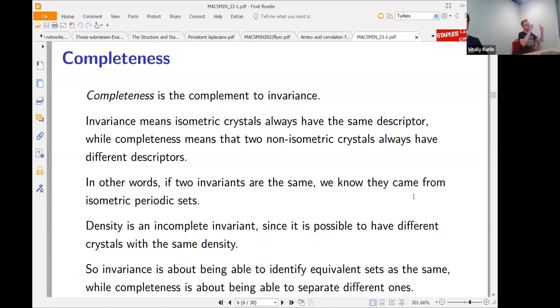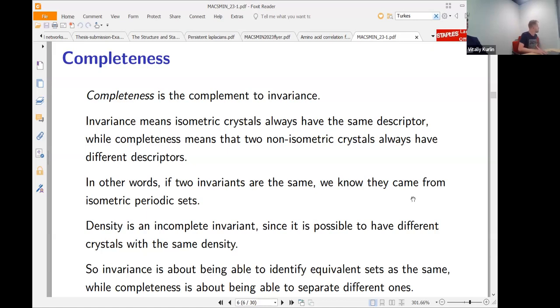Completeness says that if you have two different things, they definitely have different descriptors. This isn't the case for something like density. You can just manufacture two crystals with completely different structures, but they just so happen to have the same density and you can't tell them apart. Completeness is actually quite hard to fully get, but we have some theoretical results sort of pushing towards it.